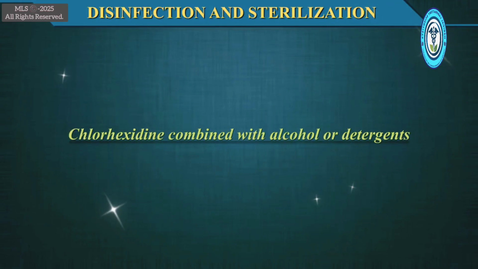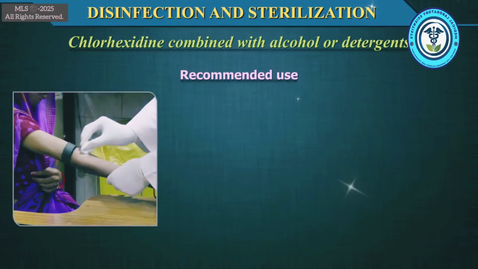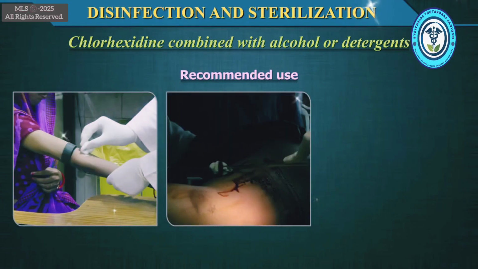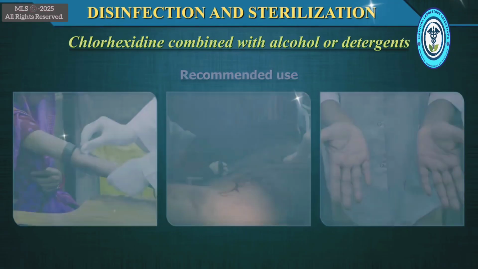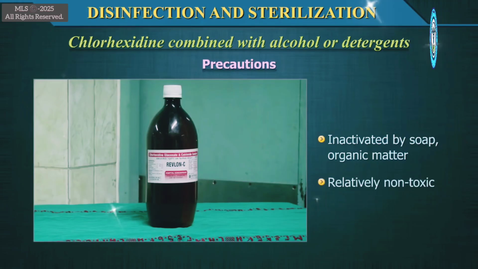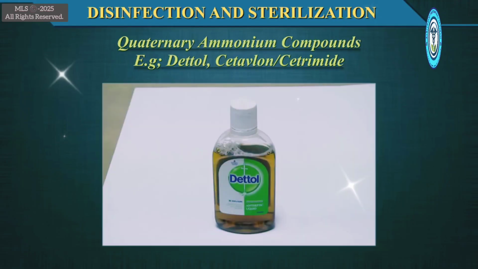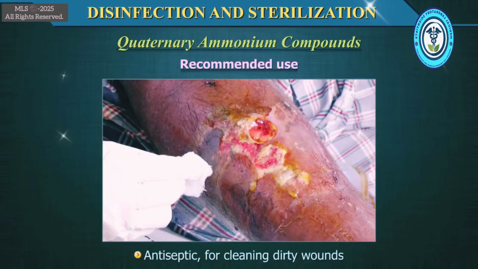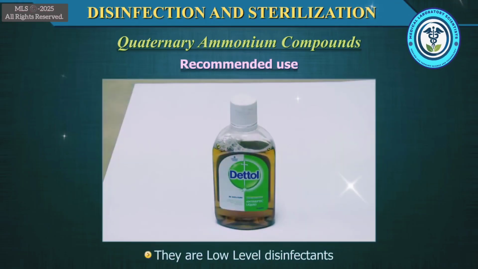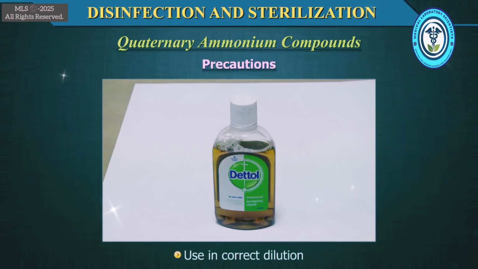Chlorhexidine combined with alcohol or detergents. Recommended use: 2 to 4% concentration. Antiseptic for skin and mucous membranes. Pre-operative skin preparation. Disinfection of hands. Precautions: inactivated by soap, organic matter. Relatively non-toxic. Quaternary ammonium compounds, for example, Dettol, Cetavlon, cetrimide. Recommended use: antiseptic for cleaning dirty wounds. They are low-level disinfectants. Precautions: use in correct dilution.